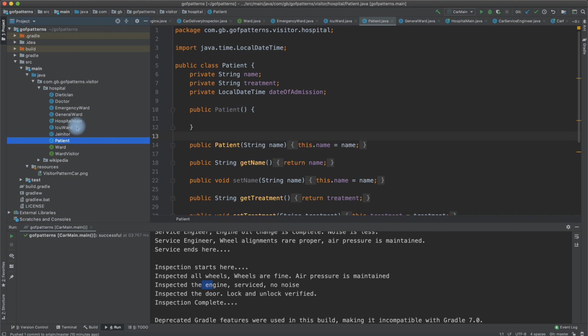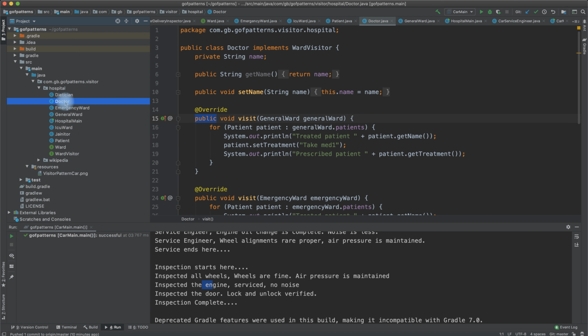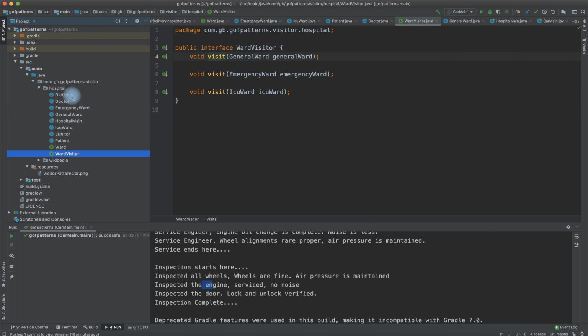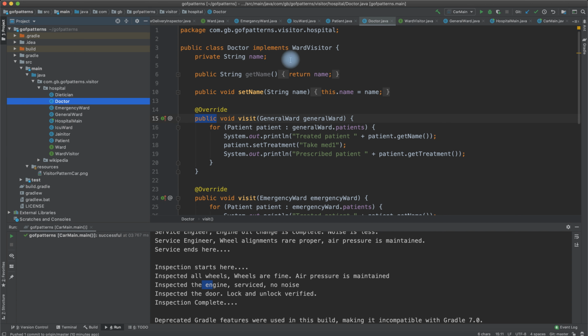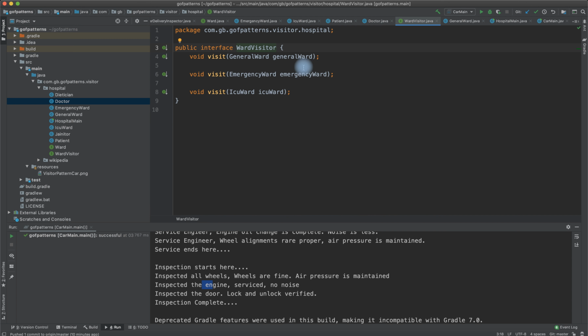Okay, let us look into the visitor. Who is a visitor? Let us look into doctor, because we are going to accept a ward visitor. A doctor is a visitor, right? So let us look into ward visitor. What is a ward visitor? A ward visitor will visit a general ward. Ward visitor will visit an emergency ward.